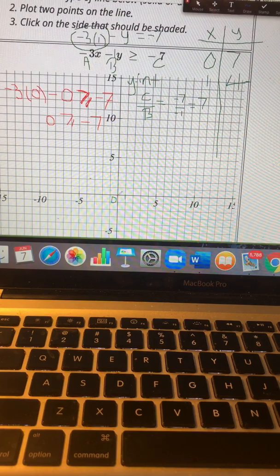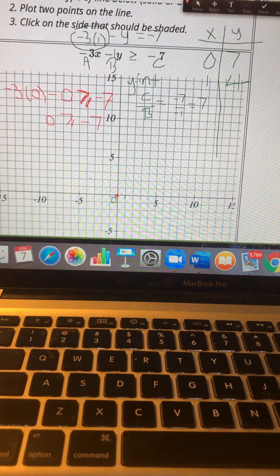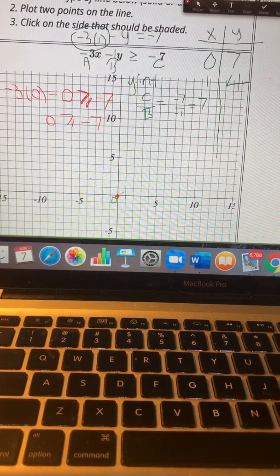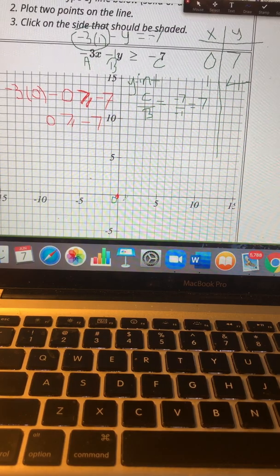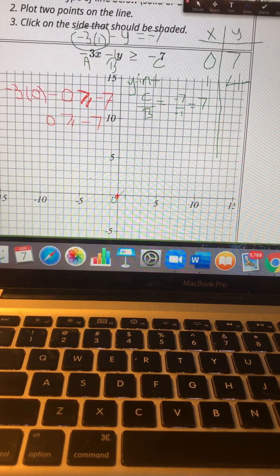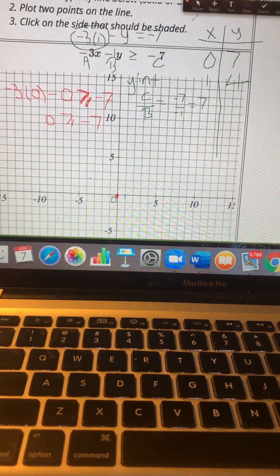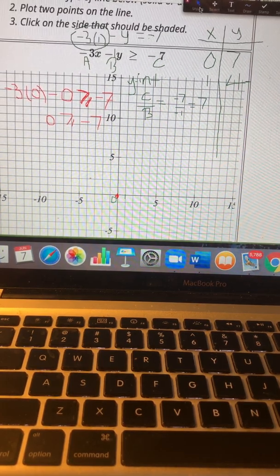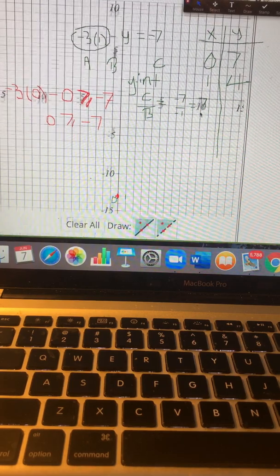So that means the origin is a part of your graph. So when I draw my line, I have to shade in such a way that the origin is shaded, right? So that's what we're doing here. I have to shade in such a way that the origin is shaded. All right, so let us look at that, see how that looks.